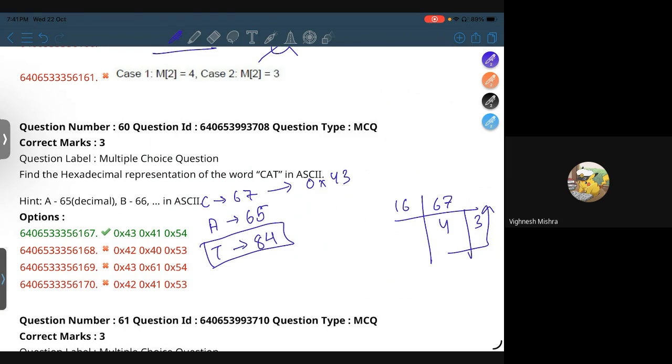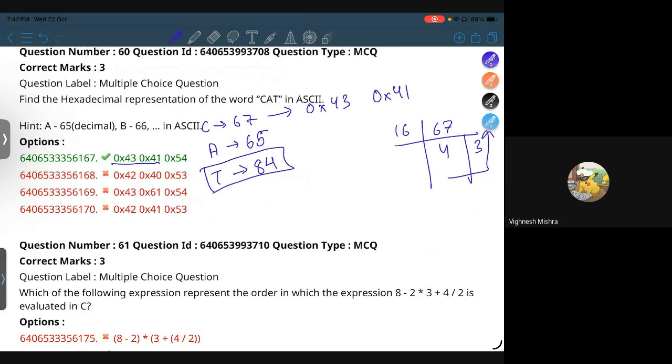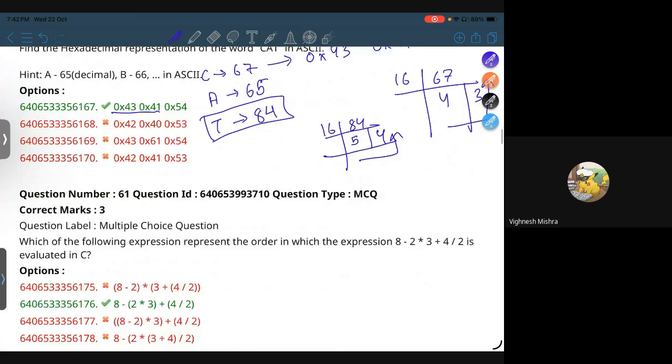Next would be 0x41, because 65 is just 2 less than 67. So you have 43 and 41, there is no other option. So you don't really need the third one. Otherwise, you can calculate it for the sake of completeness. If we do this, then this will be 5 and this is 4. So yeah, 54. Done.